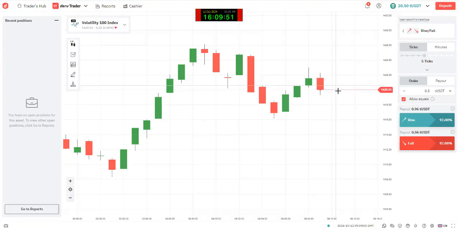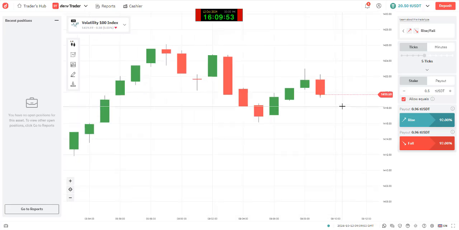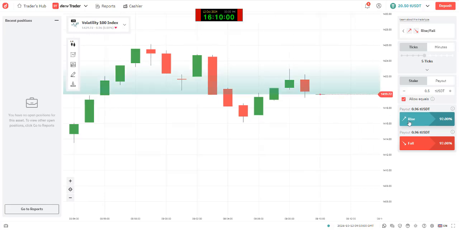Today I continue trading with my trading race for 5 ticks, with a real account. I use my card with $20. Let's start with me.